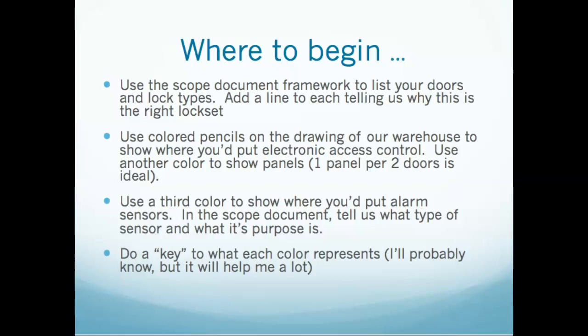And I'll probably be able to tell anyway, but it would help me an awful lot if you would just put a key as to what colors mean. So, go into the scope document, list out the doors and what lock sets you want on those and why, and then use colored pencils on the drawing and put in your access control readers of any kind that you might want to use, if you want to use them, in one color.